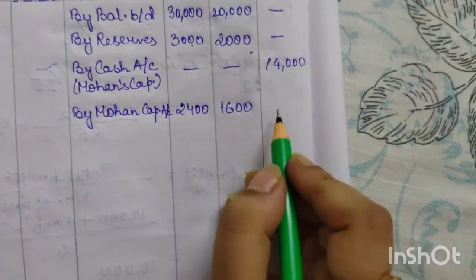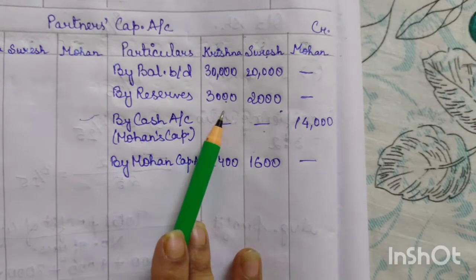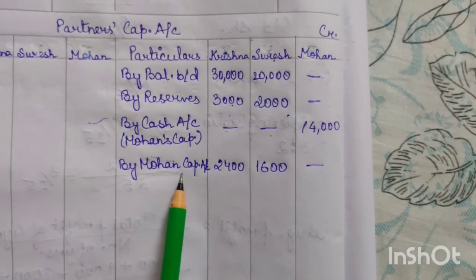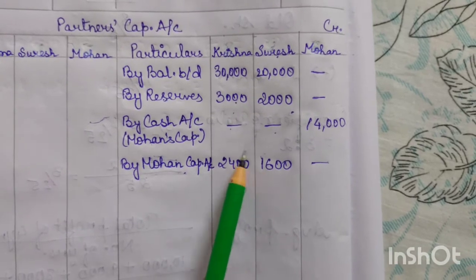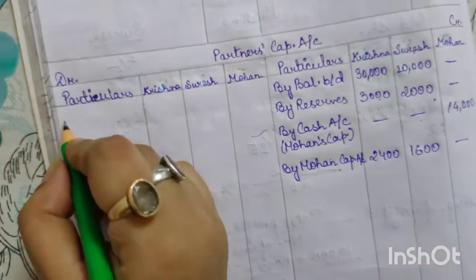Okay, now as we all know that whenever capital increases, it is recorded in the credit side. So for Krishna and Suresh the capital is increasing, but for Mohan the capital will decrease because he is going to give it from his capital. Okay, so this will have two entries. Now in the debit side, first to whom Mohan is giving? To Krishna.